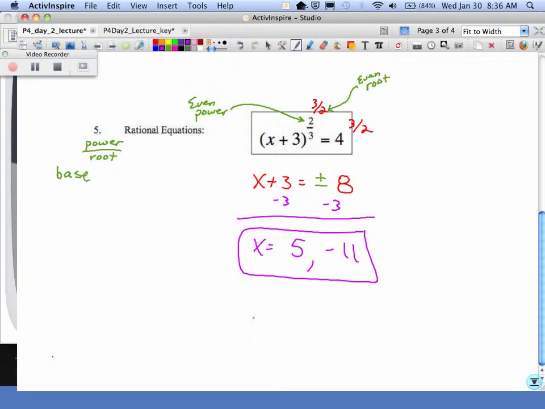I don't know why that's called rational equations. Maybe that should be exponents there. But the idea is the number on top is your power, the number on the bottom is your root.